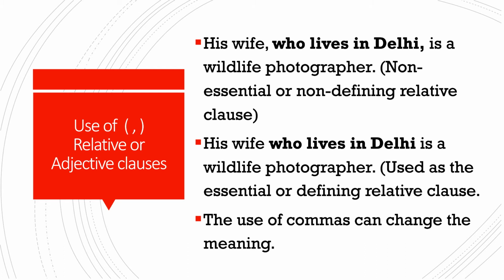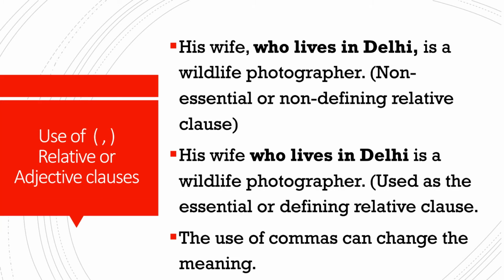Dear students, if we don't use comma in the same sentence, the meaning of this sentence would change. Wanna know how? If we don't use comma in this sentence, that means the person has more than one wife and we are talking of the wife who lives in Delhi. The incorrect use of comma here might get that person into trouble. So be cautious while using commas in such sentences.